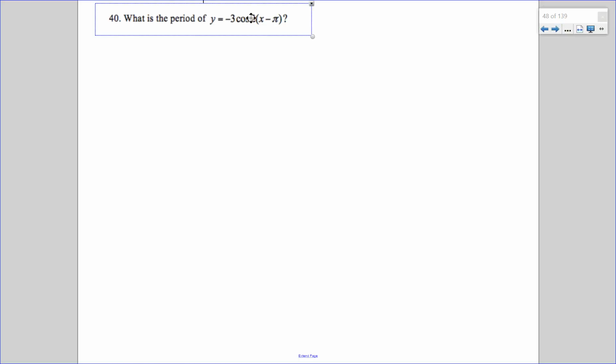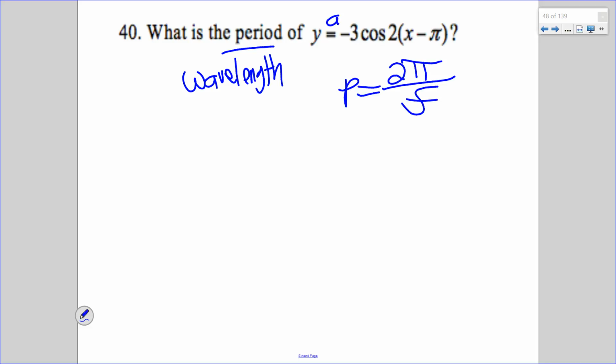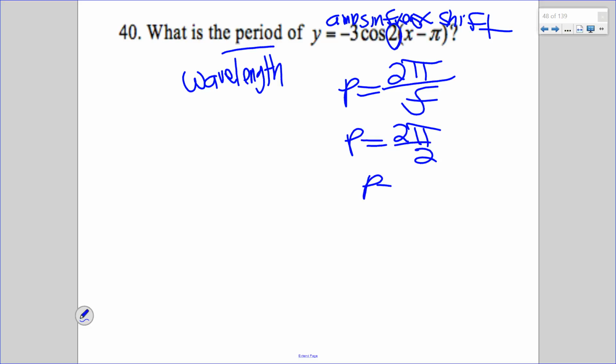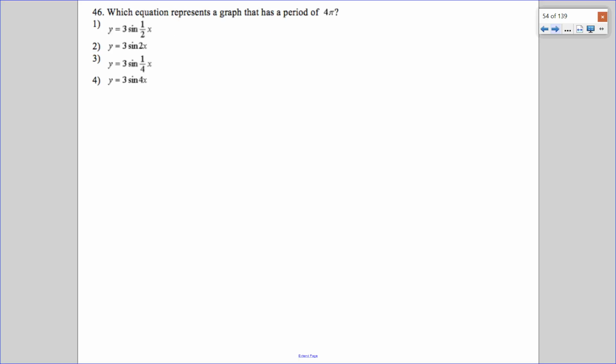Period. You need to know 2 things about period. You need to know the period is wavelength. And you also need to know the formula for period is 2 pi over the frequency. Amp sine freq x shift. The frequency is what's in front of the x, which is 2. Period equals 2 pi over 2. Period is pi. That's it for period. Very simple as long as you know that formula. What else we got here? Same thing for all of those.